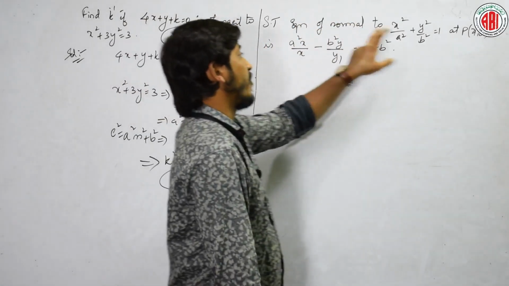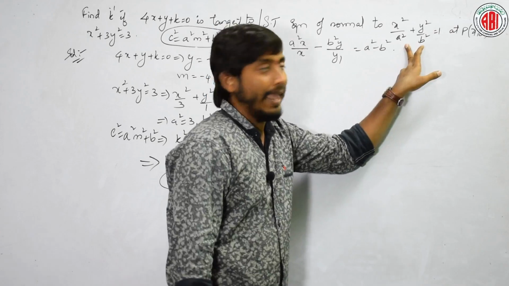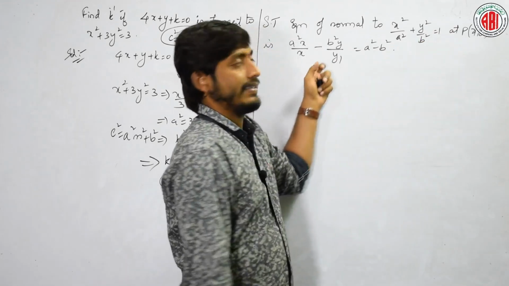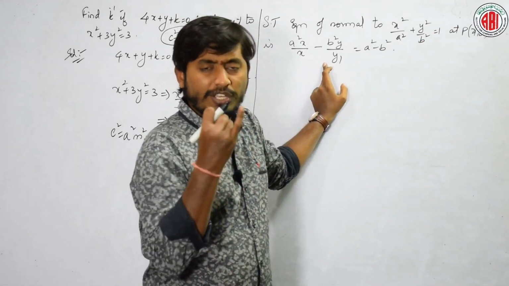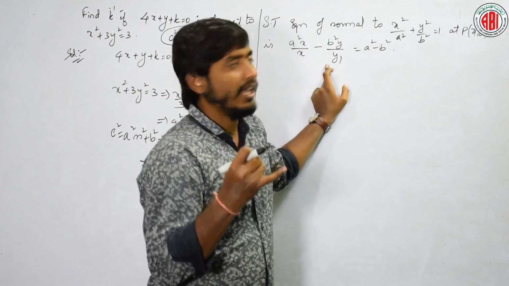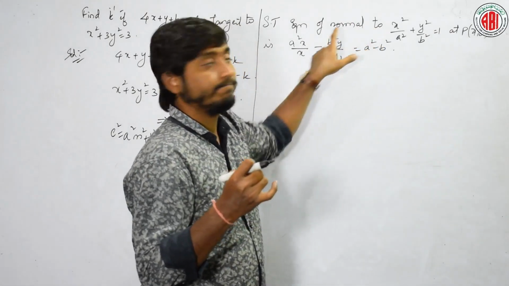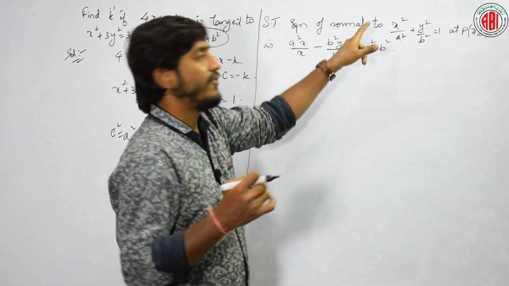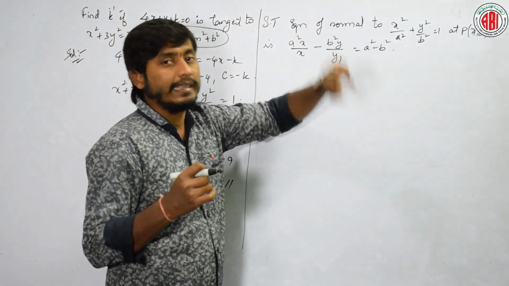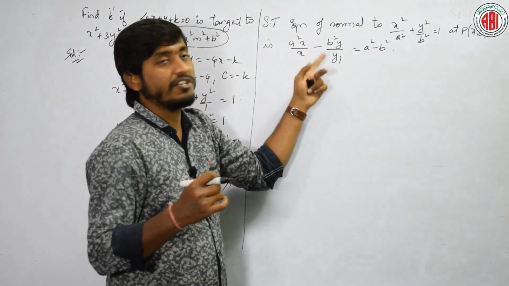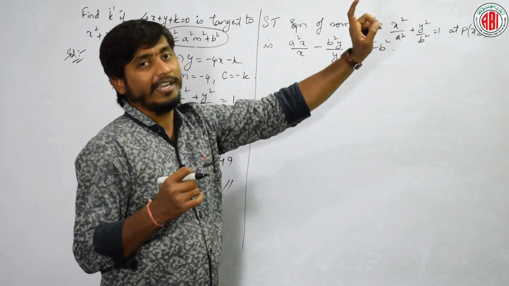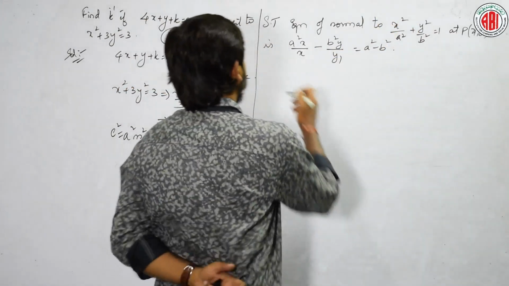Show that the equation of normal to this ellipse at the point is this. Yes, we did the equation of tangent with the same condition. So, let us find the equation of tangent first, then let us find the equation of normal at the same point, right. See here.